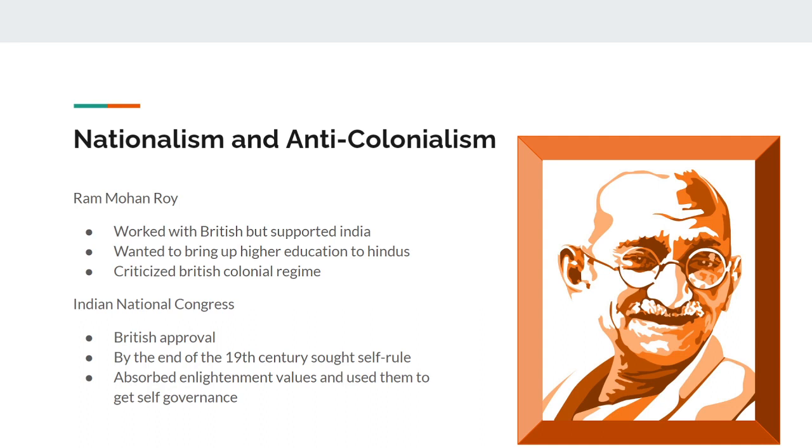Then there was the Indian National Congress. The Indian National Congress was British approved because they were supposed to, which they did, bring higher education to Hindu people, and they brought better treatment and helped to get rid of British racism. And by the end of the 19th century, they had sought self-rule away from the British. They had absorbed Enlightenment values and were using them to justify getting self-governance.